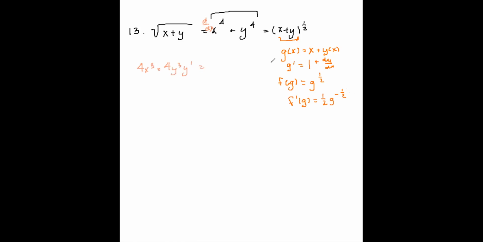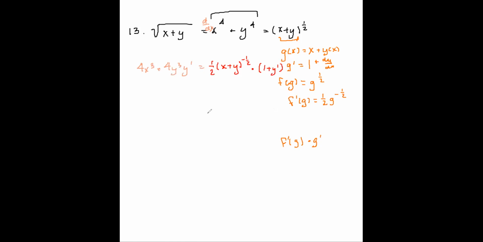Awesome. Okay. So we know that our formula for the chain rule is the derivative is equal to f prime of g times g prime, right? So we're just going to do that exact same thing. F prime of g, so that's 1/2 times x plus y to the negative 1/2 times g prime, which is going to be 1 plus y prime.